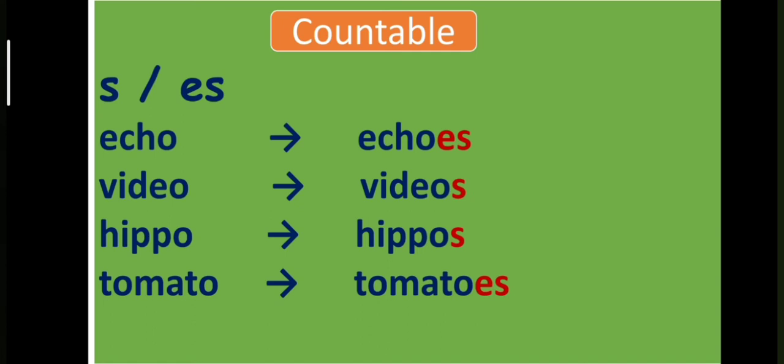With video, the word video, add s, so it becomes videos. Hippo, hippos, just add the letter s. Okay, tomato, tomatoes. Here we should add es to make the plural form out of the word tomato. Okay, so it becomes tomatoes.